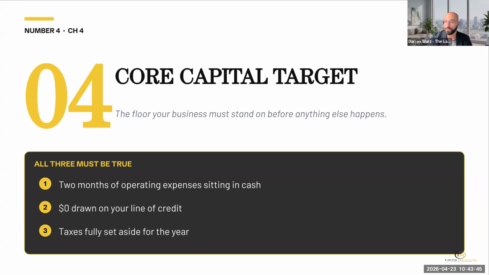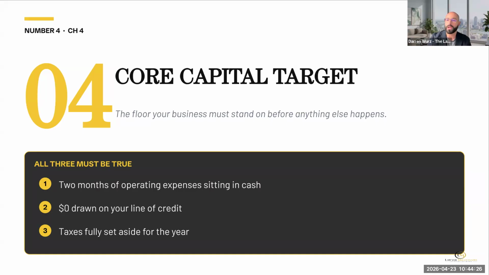Well, in the book Simple Numbers, he lays this out as the core capital target. It is to have at least 2 months of operating expenses in cash, and at the same time, $0 drawn on your line of credit. You don't owe anything on the line of credit, and nothing on credit cards. Okay. And third, you have your taxes fully set aside for the year. So if you're running Profit First, you have your profit account, you have your tax account set aside. So hopefully you've got that money, you've got the taxes done.